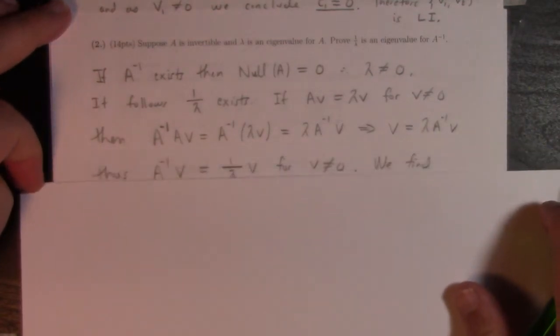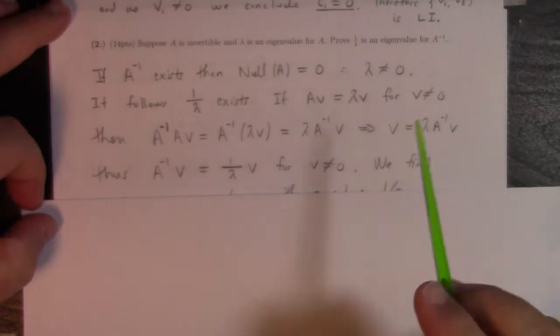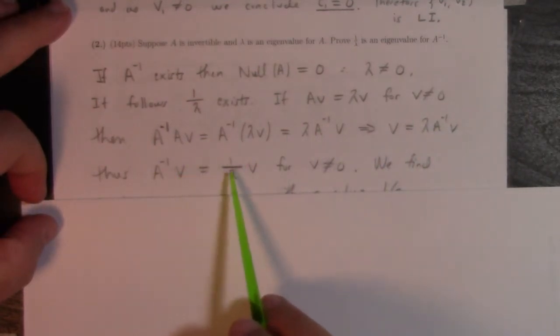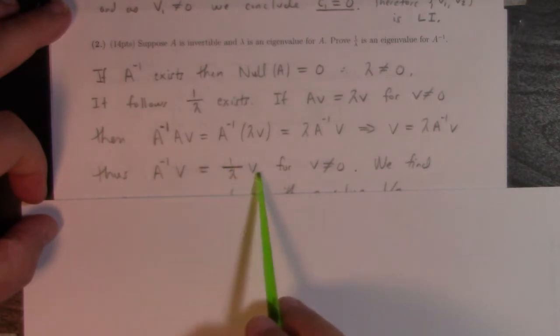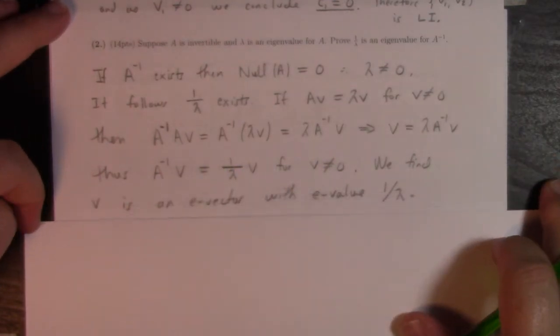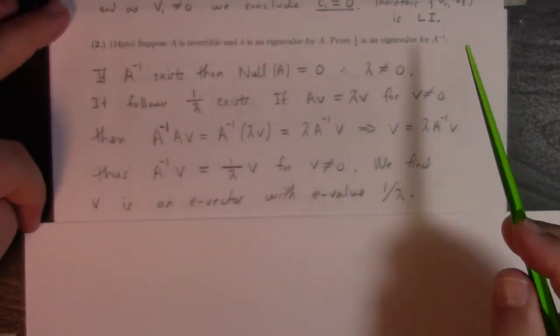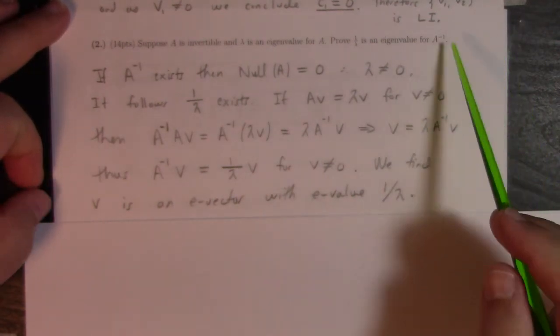Great. And since we know lambda is non-zero, we can divide by it, and that gives us A inverse v is equal to 1 over lambda times v for this non-zero v, which shows you that v is an eigenvector with eigenvalue 1 over lambda. And so, we proved it. 1 over lambda is an eigenvalue for A inverse.